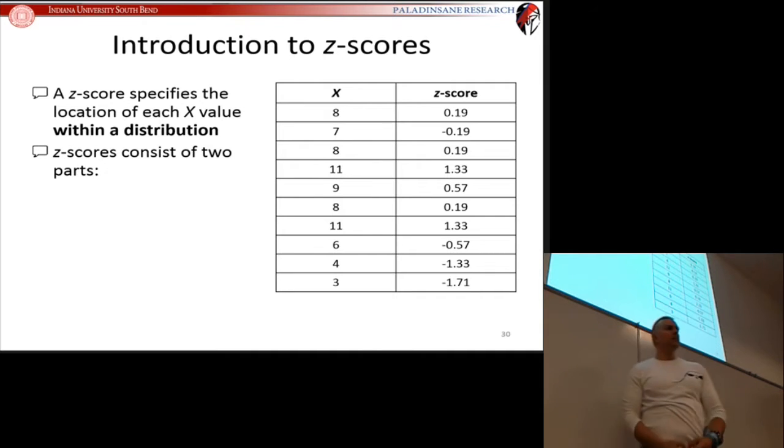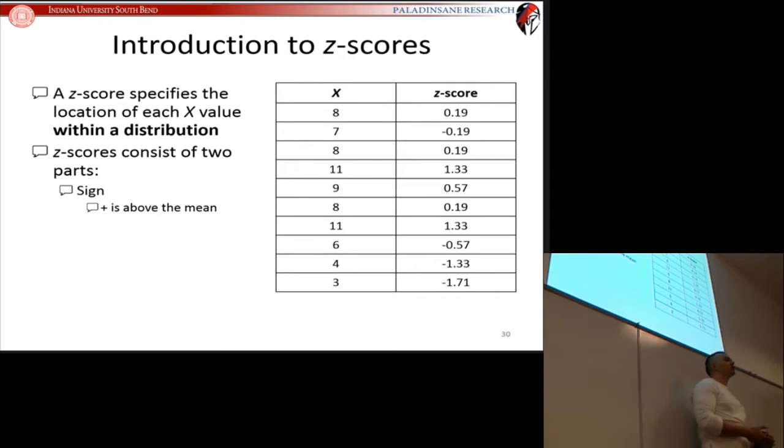So what does it say? Well, there's two pieces of information it tells you. First off, it gives you the sign. The sign tells you if your score is above the mean or if your score is below the mean. If it's positive, it's above the mean. If it's negative, your score is below the mean.